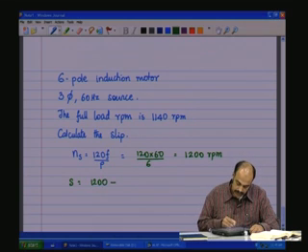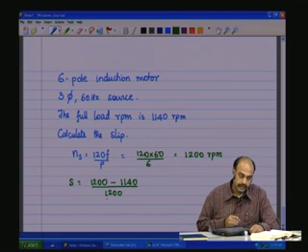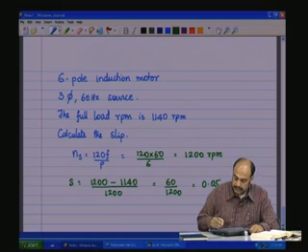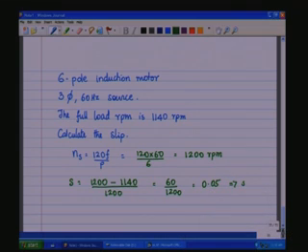Now slip S equals 1200 minus the full load motor RPM, divided by 1200, and this is equal to 60 by 1200, which is equal to 0.05, and this is something like 5% in terms of percentage. So this is how one calculates the slip.